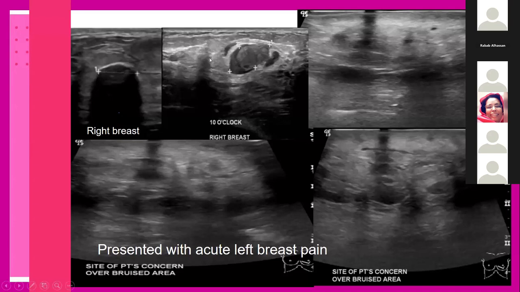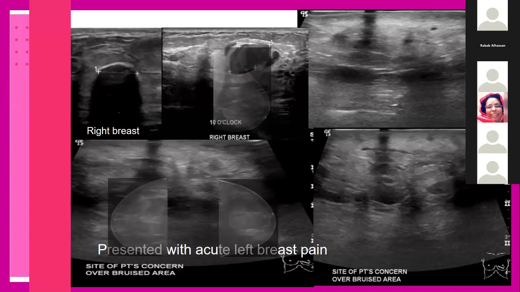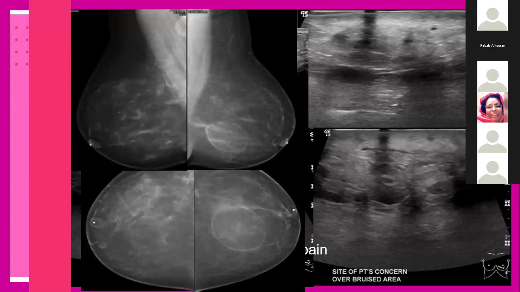And she had this appearance on her right breast. What do you suggest to be the cause of that edema? Okay, let me show you her previous mammogram. This is her previous mammogram. So, can you suggest? Can you give a suggestion for the diagnosis now?